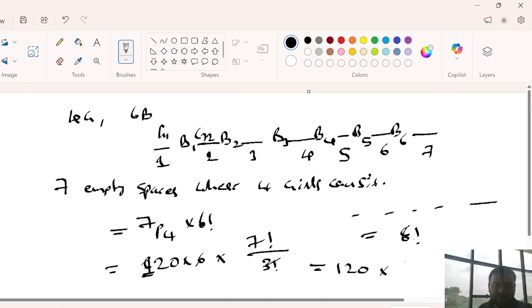Guys, you can say 5 factorial is 120, which multiplied with 6 becomes 6 factorial, which multiplied with 7 becomes 7 factorial. So your final value will be 120 into 7 into 6 into 120. This many number of arrangements will be there as per the given condition.